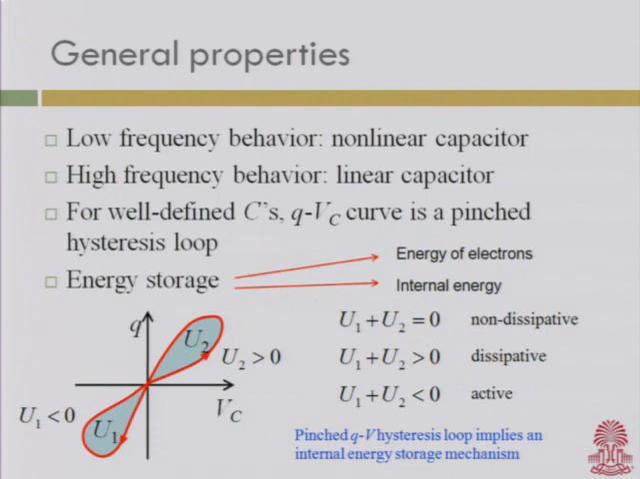The sign of this stored energy depends on the way in which we go along the hysteresis curve. If we go this way, this energy U2 will be positive and the energy U1 will be negative, and that means that in the first half period, when the applied voltage is positive, we just add some energy into the Mem-capacitive system.